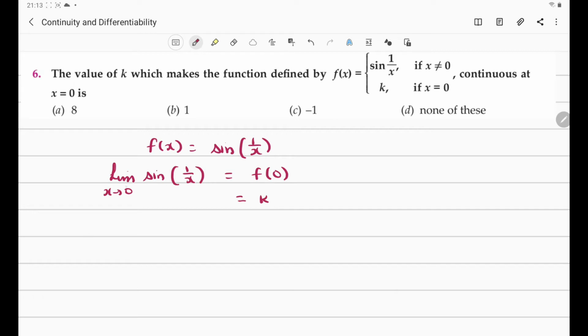But here if you see limit x tends to 0 sin 1 by x, this limit does not exist. The reason is, as x tends to 0, sin 1 by x toggles between minus 1 and 1. Therefore, the limit does not exist. As x tends to 0, sin 1 by x toggles between minus 1 to 1, which means the limit does not exist. So, the option is none of these.